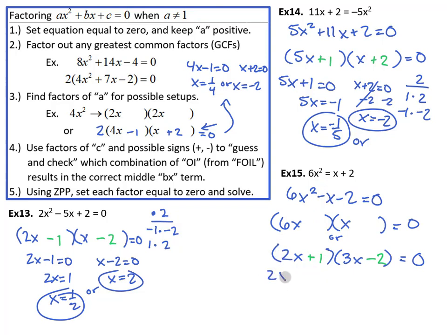If you set each factor equal to 0, we get 2x equals -1, or x equals -1/2. Adding 2 over here, we set this factor equal to 0, we get 3x equals 2, and dividing by 3, we get 2/3.